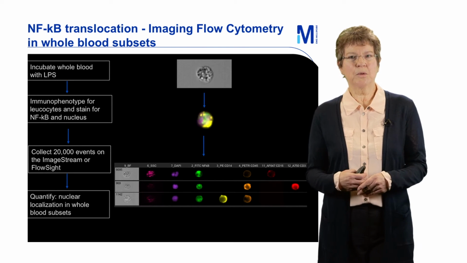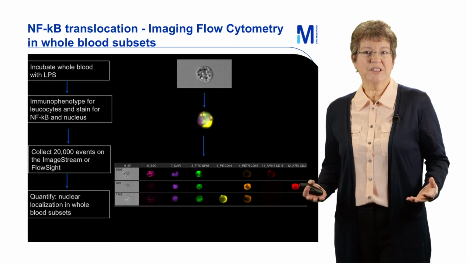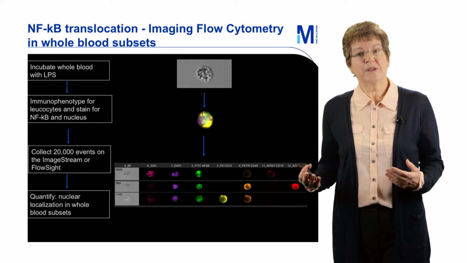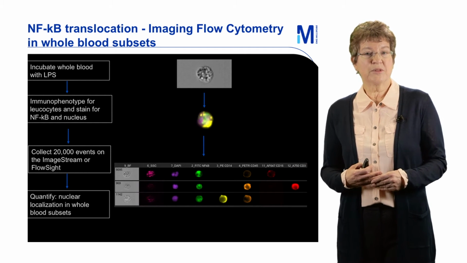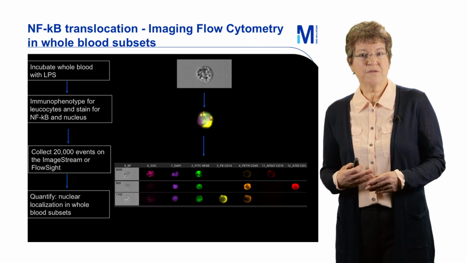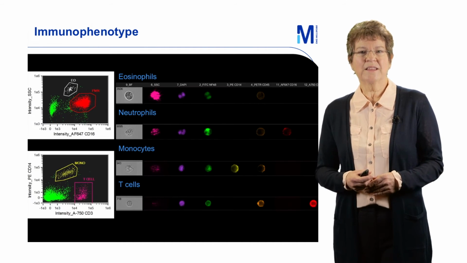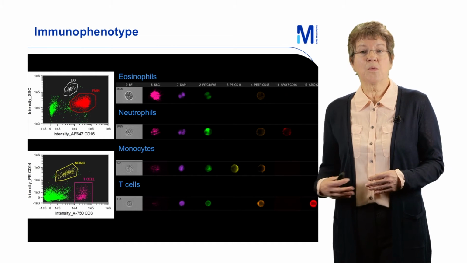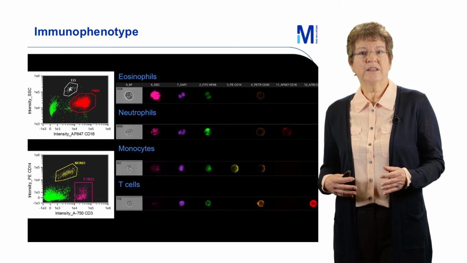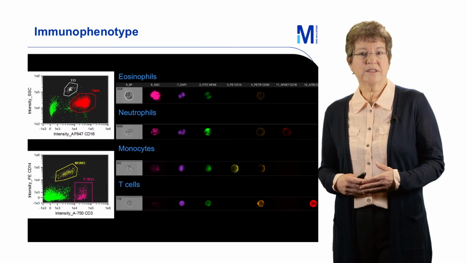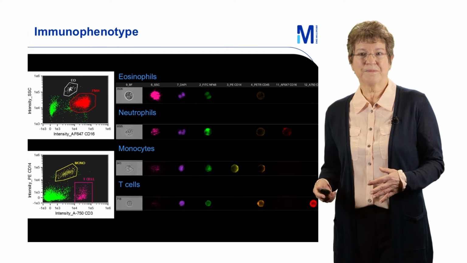Here we've incubated whole blood with LPS to stimulate the cells. Then immunophenotyped the leukocytes and stained for NFkB and the nucleus. Collected 20,000 events on the ImageStream, and then quantify nuclear localization in the subsets. This is the immunophenotyping step where we've used antibodies and scattering to identify the eosinophils, the monocytes, the T cells, and the neutrophils.